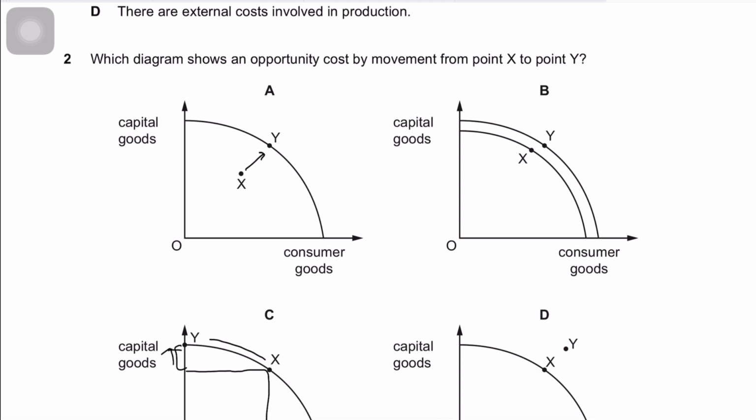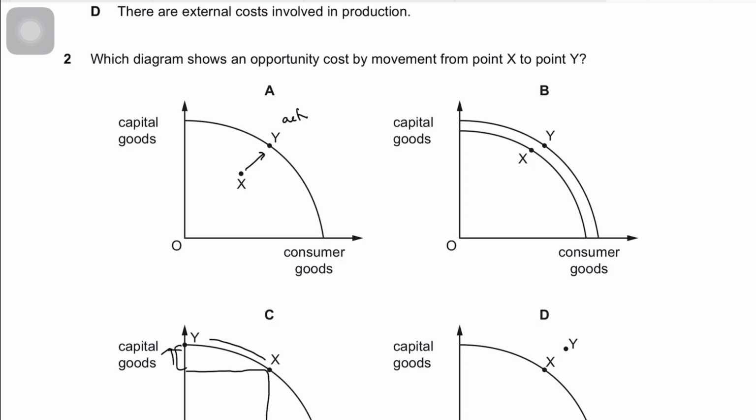Okay, so as far as answer option A is concerned, the movement from X to Y is showing that you were inefficient before at point X because you had unemployed resources, idle capacity, but when you move from X to Y, you move towards full employment. That is, you utilize all your resources, right? It's demonstrating actual growth.